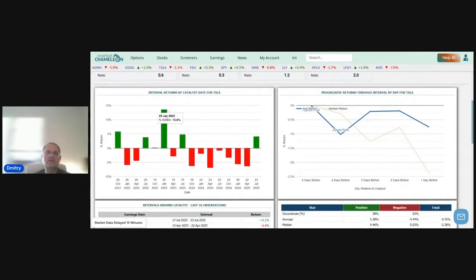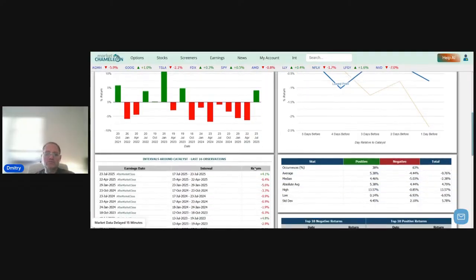If we could look back up here. So this shows us the chart of it. This shows the progression because we've selected days. So 5 days before, 1 day before. So this takes the average of them and just shows us the progression. And this is the median of how the stock moved between those dates.